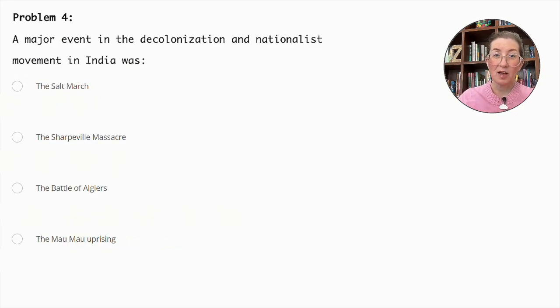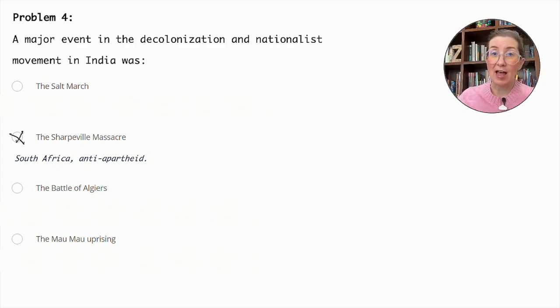Problem number 4. A major event in the decolonization and nationalist movement in India was the Salt March, the Sharpeville Massacre, the Battle of Algiers, or the Mau Mau Uprising. The major event in the decolonization and nationalist movement in India was not the Sharpeville Massacre, the Battle of Algiers, or the Mau Mau Uprising. The Sharpeville Massacre occurred in South Africa and was a pivotal event in the anti-apartheid movement. So that's not the correct answer.